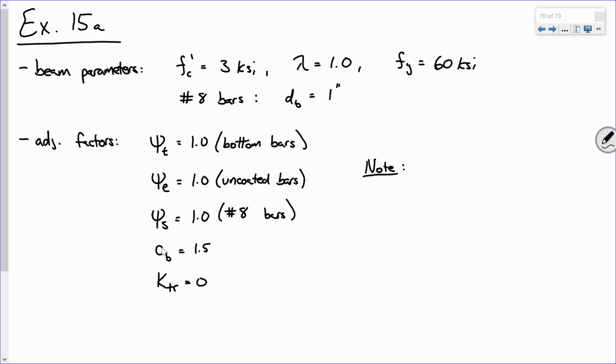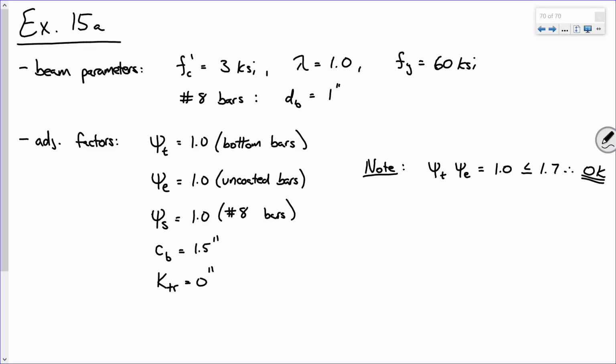Okay. What is psi sub t times psi sub e? What is that? 1. And that is less than or equal to 1.7, so that's okay. I know that sounds silly, but maybe on the next problem it ain't so silly. We'll see. All right, no, I'm sorry, that's 1.5 inches, and KTR is 0 inches. Okay. So that's the first thing I wanted to compute.